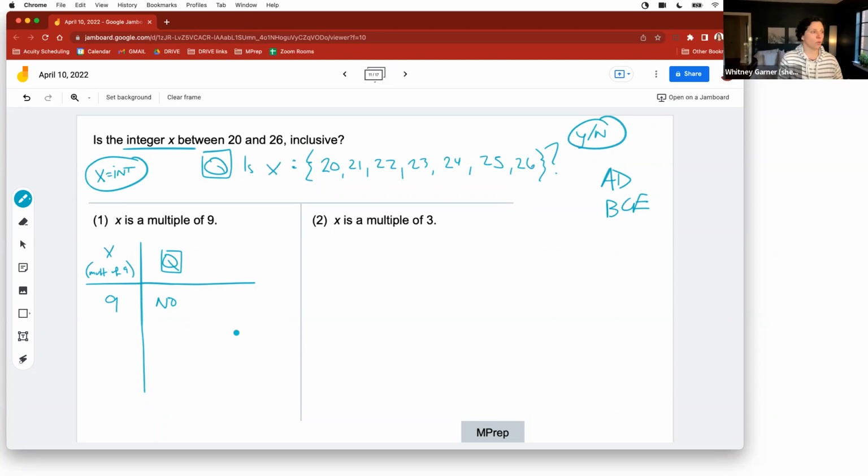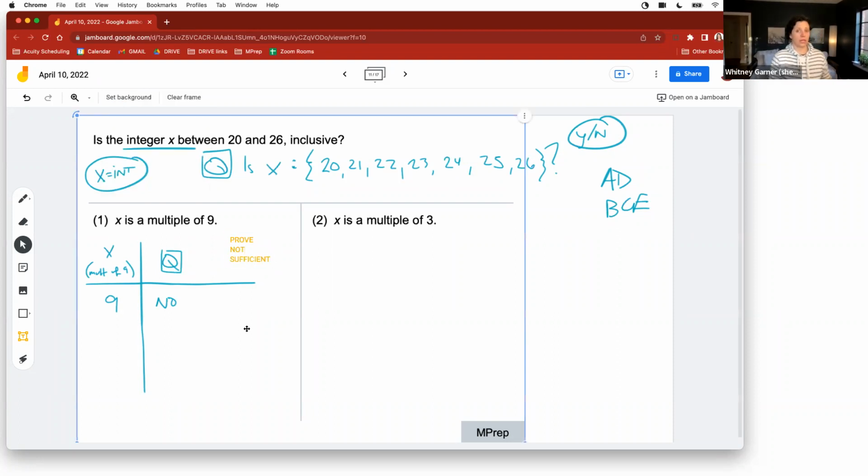What I'm looking for, right, is to see if I can prove not sufficient. So when we test cases, our goal for testing cases is to prove not sufficient. In other words, I've got a yes, no answer. Right? I've already got one. Put quotes around it just for completeness. I've got a no answer.